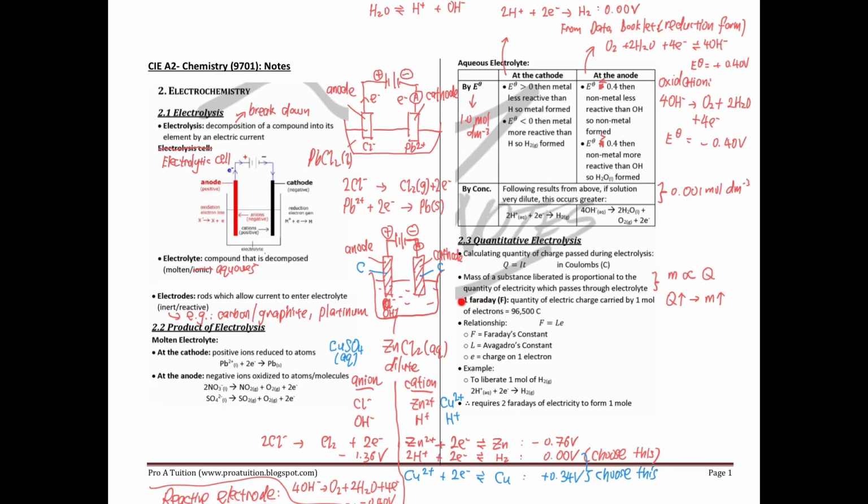1 Faraday. So this capital F, 1 Faraday. This new unit here is actually an important thing for us to calculate the amount of product formed easily. So what is 1 Faraday? The quantity of electric charge carried by 1 mole of electrons is equal to 96500 coulombs. That is 1 Faraday. Let me give one example so that you can imagine.